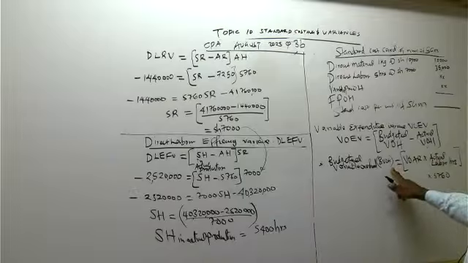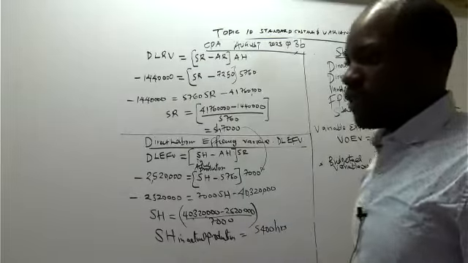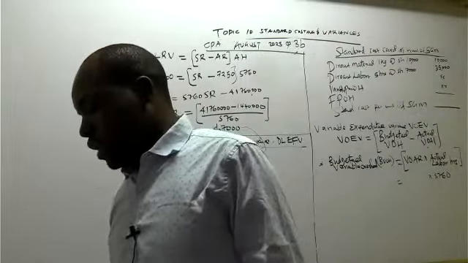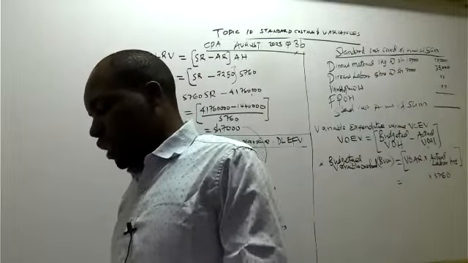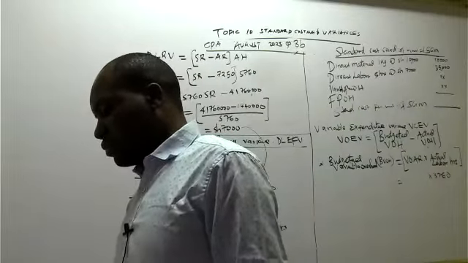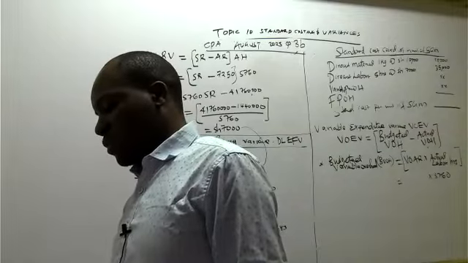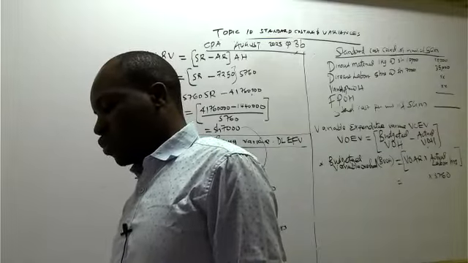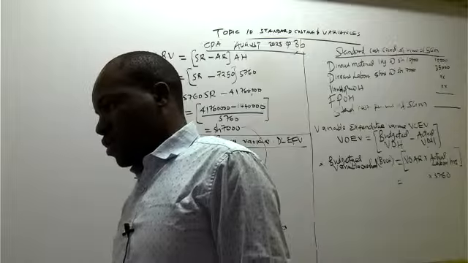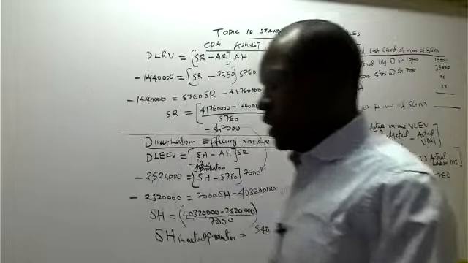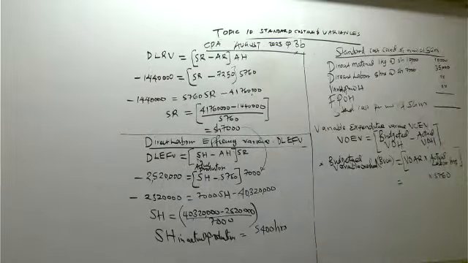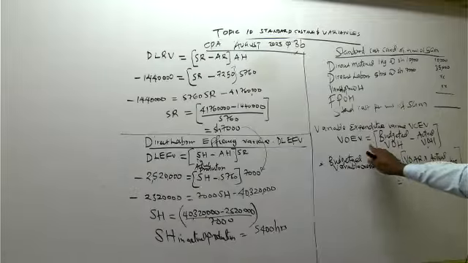Ndio hii sasa tunatafuta. Are we able to get something close to that? Look at the variances given to us there. Are you able to get something? Okay, I've been given something that is 12,096,000. So come here.